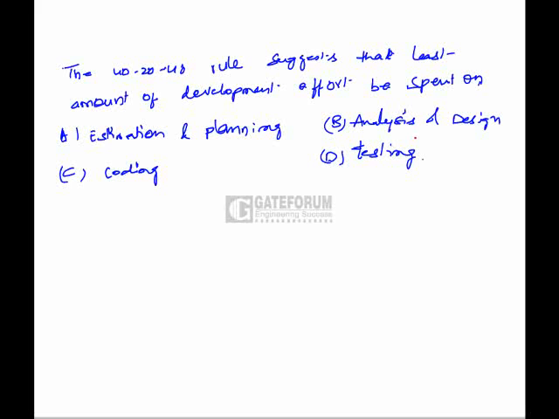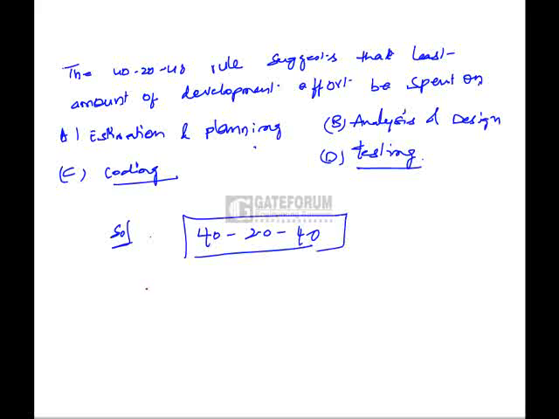The 40-20-40 rule suggests that the least amount of development effort be spent on: option A, estimation and planning; option B, analysis and design; option C, coding; option D, testing. So here we have the 40-20-40 rule in the development of software, where of the effort we put into developing software, 40% we spend on the analysis and design of the software, 20% on the coding of that design part, and 40% on the testing part.